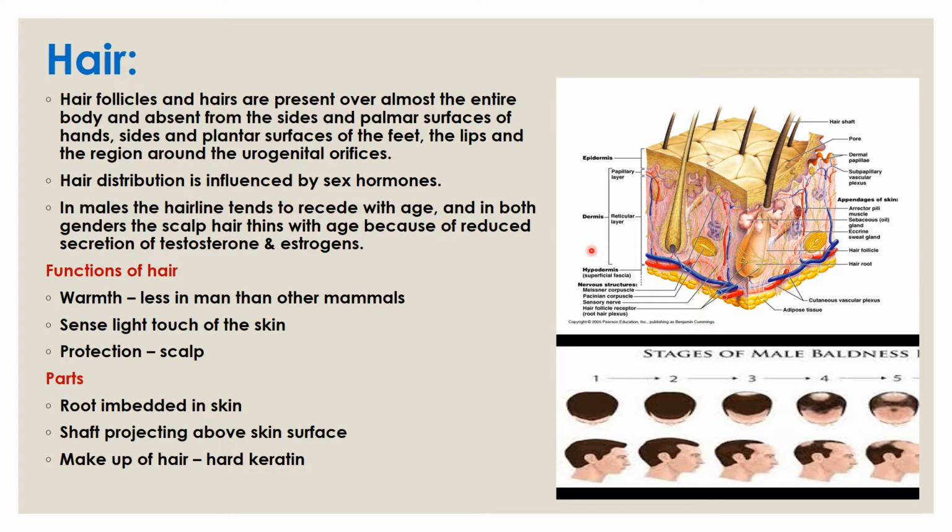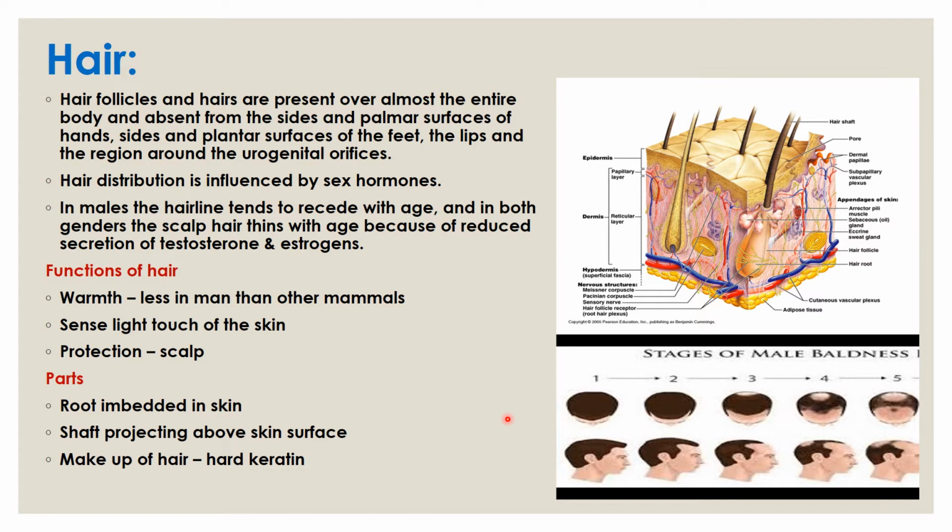The distribution of the hair in the males and the females is influenced by the sex hormones and the androgens which are released at puberty. In the males, the hairline tends to recede with age, and they have the male pattern of baldness, which is shown here, of the scalp hairs. Also in the females, the scalp hairs thin out with age, because of the decreased secretion of the estrogens.